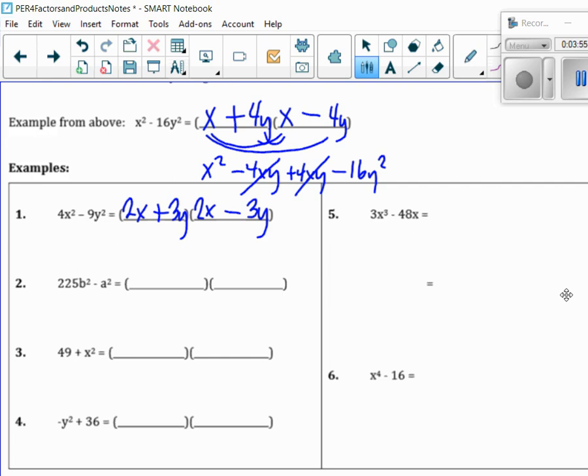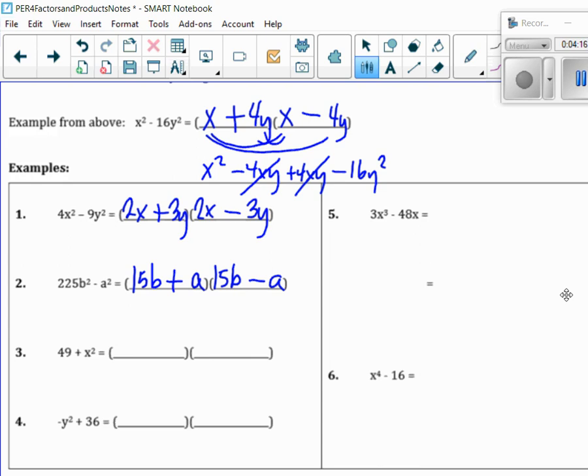What's the square root of 225b squared? 15b. So hopefully you know your perfect squares. What's the square root of a squared? A. One's a plus, one's a minus. Does it matter which order I put these in? No, doesn't matter. Okay, next one.